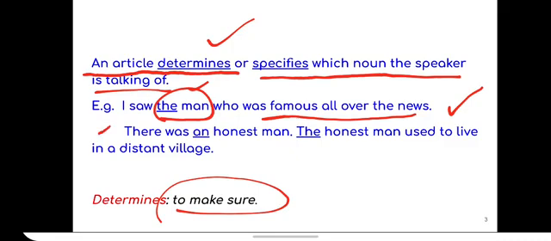Second one is there was an honest man. So there was an honest man. So do we know which honest man? No, we don't know him, right? And therefore we use an before it.